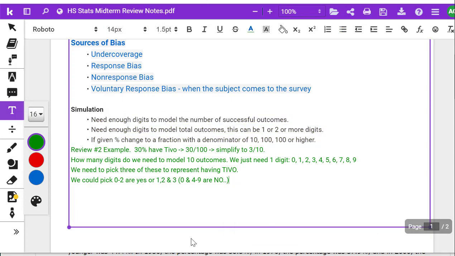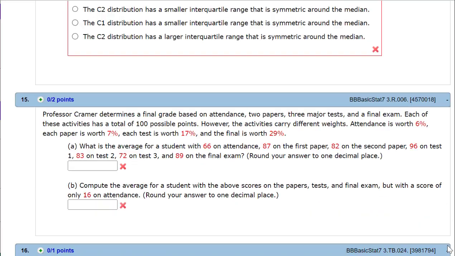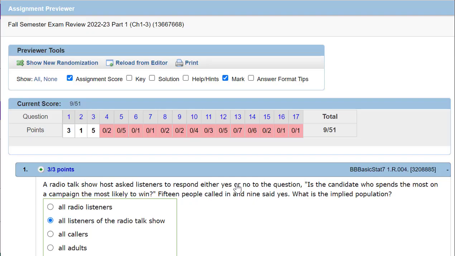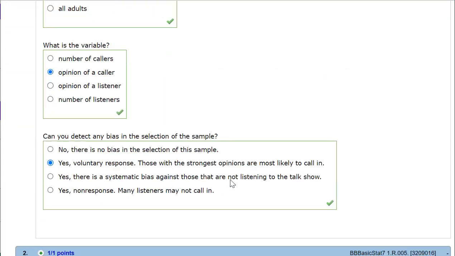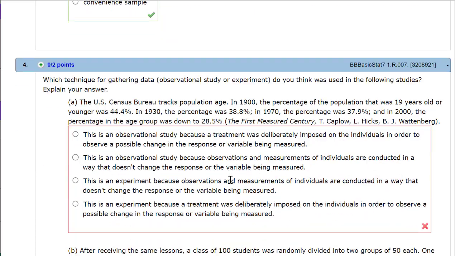So, all right, let's go ahead and submit my answers. I'm fairly sure we're fine. Submit for testing. Okay, we've got 9. We are 20% of the way through almost. So, see, it's not so bad.